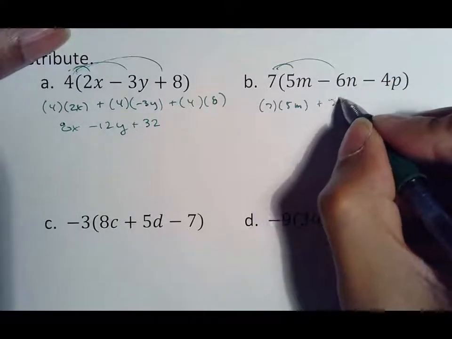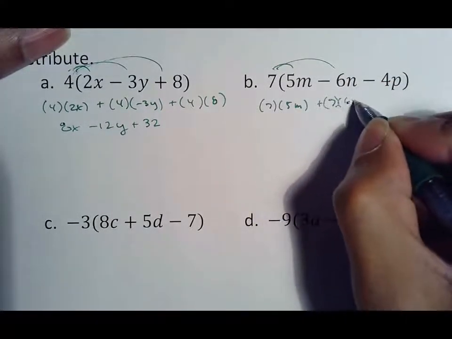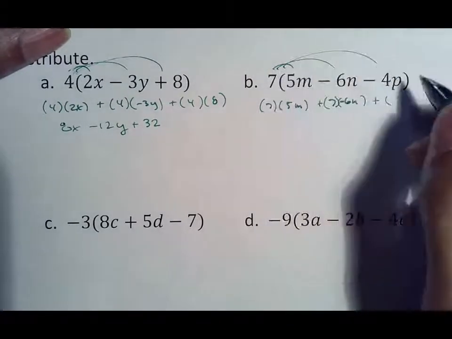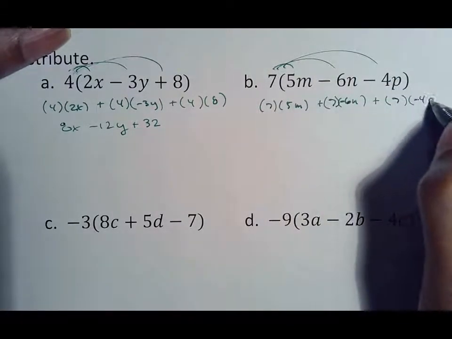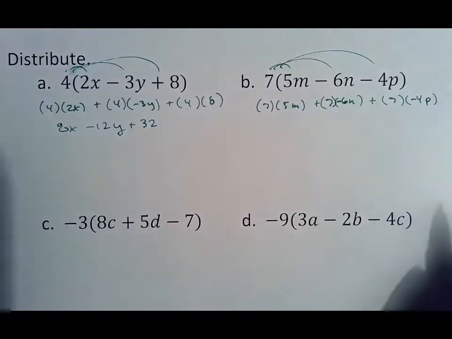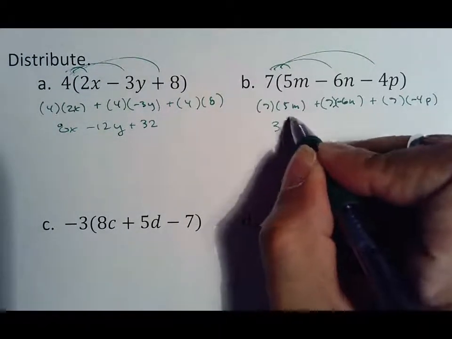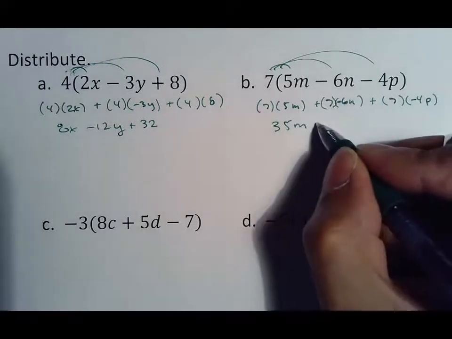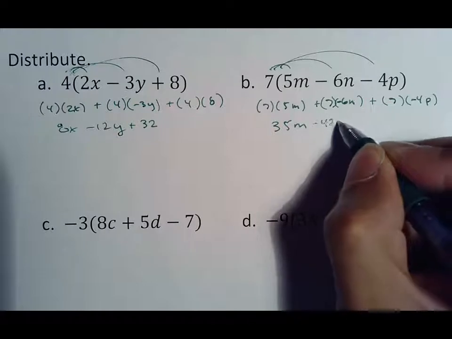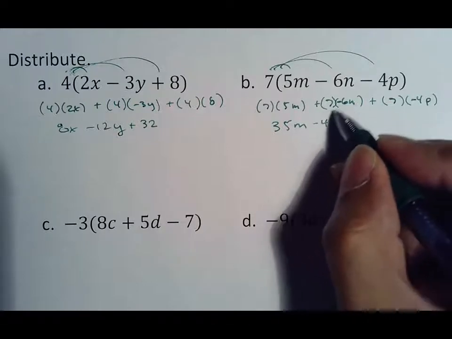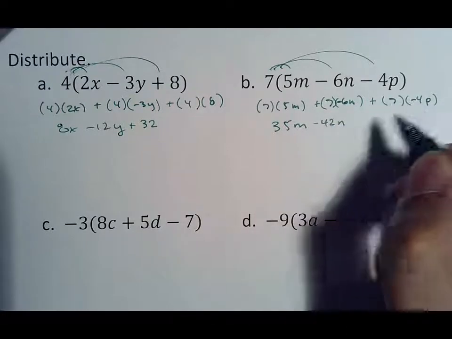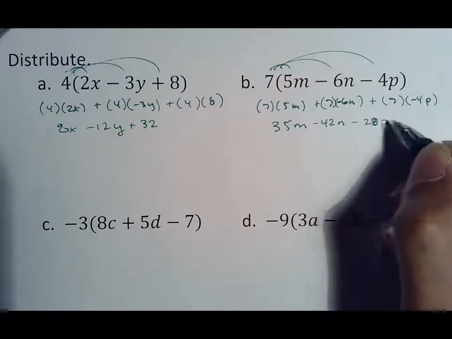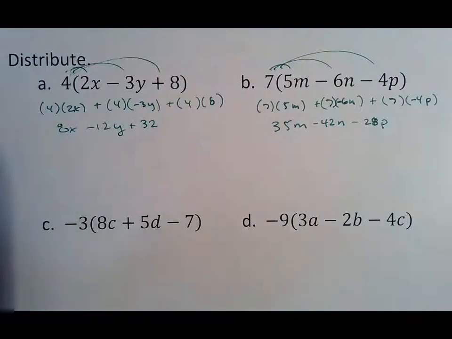And 7 meets negative 6n, and 7 meets negative 4p. Remember, you have to pay attention to the sign on that number. That actually is important. 7 times 5 is 35. Bring down your m. 7 times negative 6 is negative 42. Bring down your n. Again, a positive times a negative is negative. 7 times 4 is 28 with a p attached. And that would be your answer.